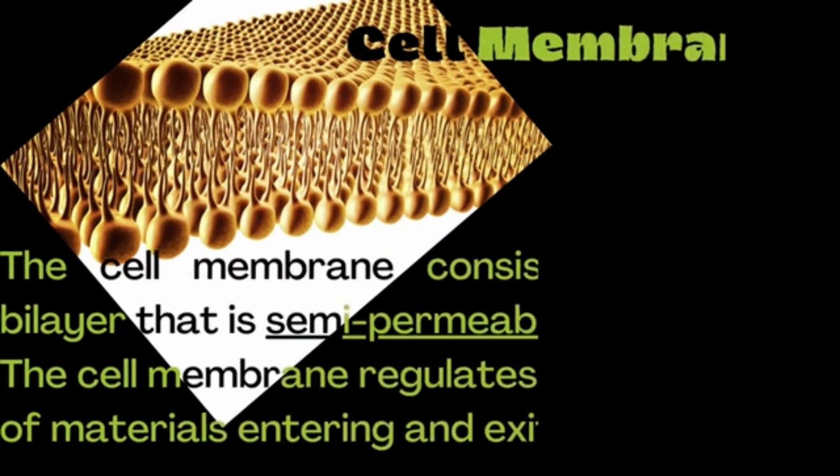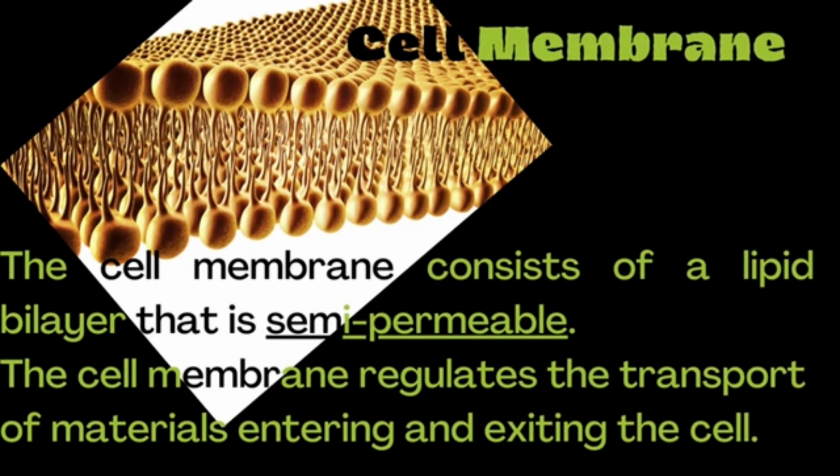So the cell membrane, like we said, consists of a lipid bilayer, which is semi-permeable. Semi-permeable may also be referred to as selectively permeable, which permits some stuff to come in whilst restricting other stuff from coming in. The cell membrane regulates transport of materials entering and exiting the cell.